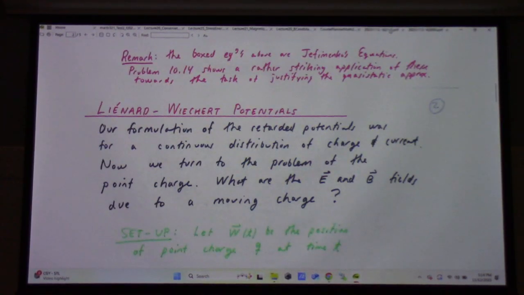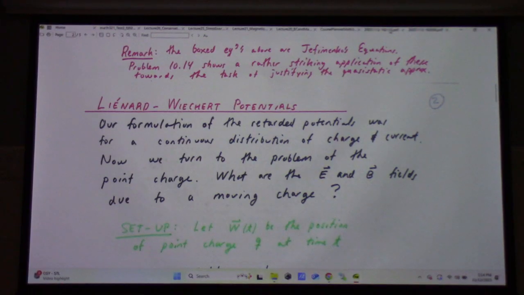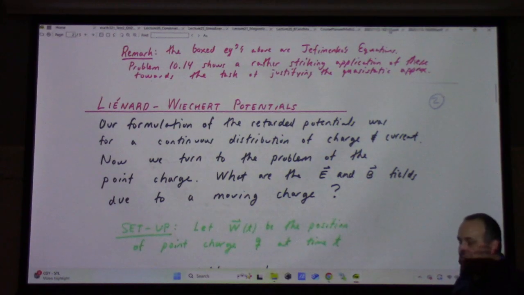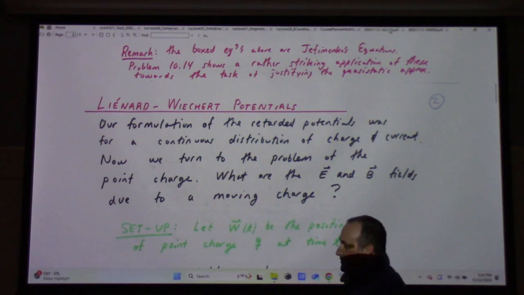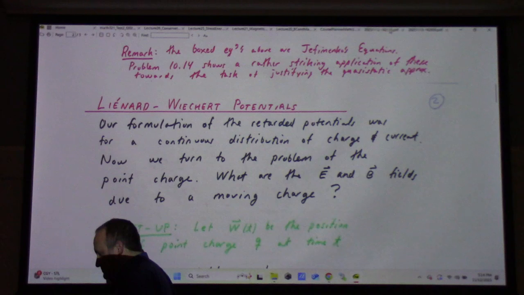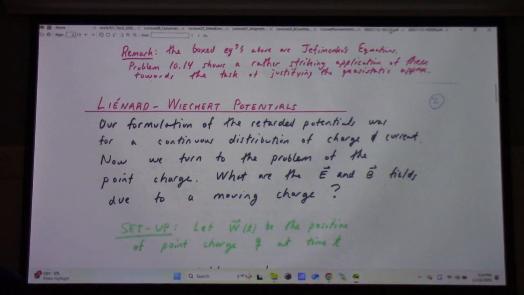So that brings us to the Lienard-Wiechert potentials. Our formulation of retarded potentials was for a continuous distribution of charge and current, and now we're turning to the problem of a point charge. The question then is, what are the electric and magnetic fields of a moving point charge? This we don't know.